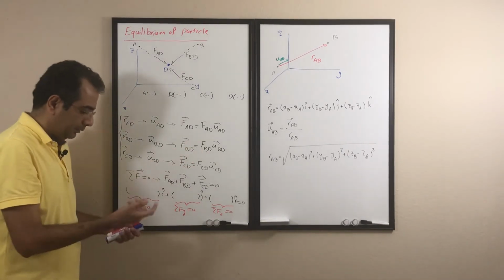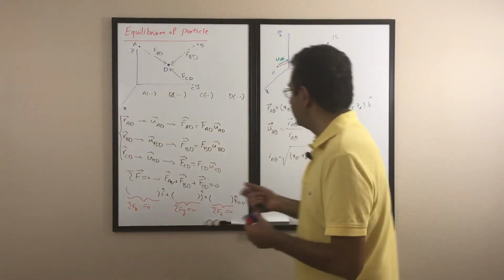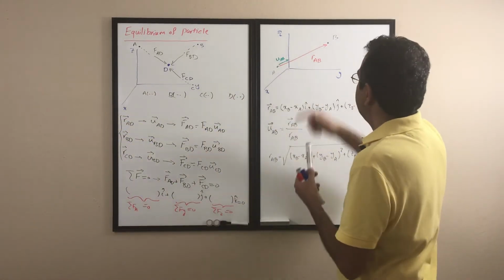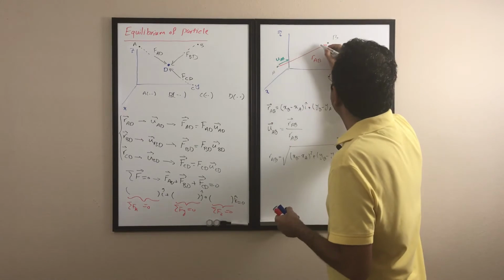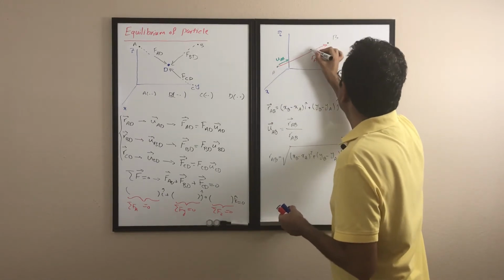So to get that, I will show it one more time here. Assume that's the AB, and there is a force here going. I will put it here, for example.